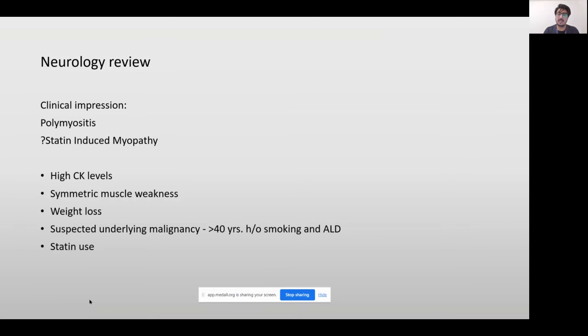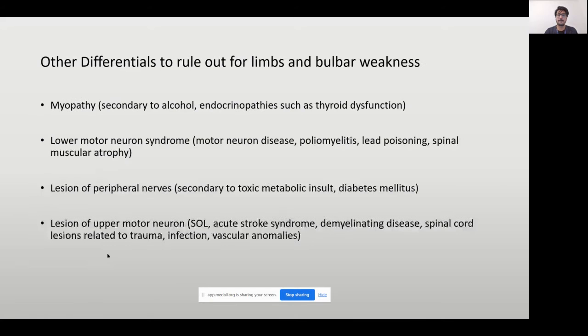His CK levels were high, his muscle weakness was symmetric, and there was weight loss, and there's a suspected underlying malignancy, and of course, history of smoking and statin use. That's why it was my clinical impression.